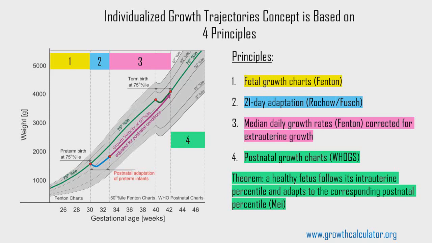The first concept is that during the period in utero, we follow the fetal growth using the Fenton growth charts, analyzing with these growth charts the birth weight percentile. Then the second concept is the postnatal adaptation. Here we used healthy preterm infants. 1,000 infants were analyzed in this study, and we developed a model how preterm infants will adjust during the first weeks of life. Then, after this postnatal adaptation, we follow the median daily growth rates from the Fenton curve. So we take the 50th percentile and adjust the growth rate for the postnatal extrauterine environment. And then in the post-term period, the growth trajectory of preterm infants merges with the WHO curves.